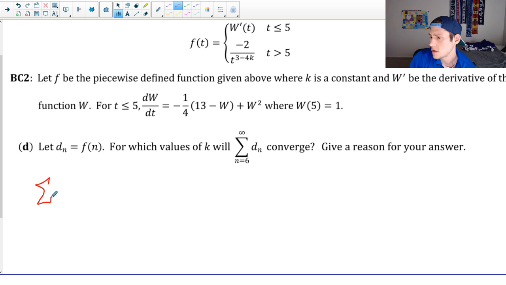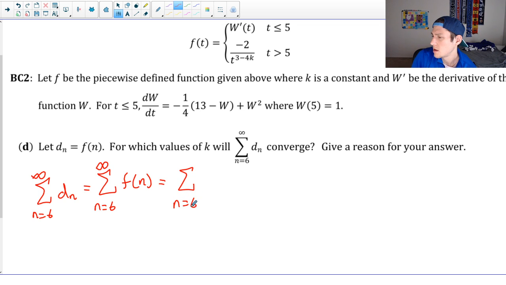So I have this infinite series starting at 6, going to infinity of dn. But I know that dn is the same thing as f of n. I'm going to write this out. You probably don't need to all the way, but... And f of n is just based off of f of t, right? Except instead of t, we're writing n.